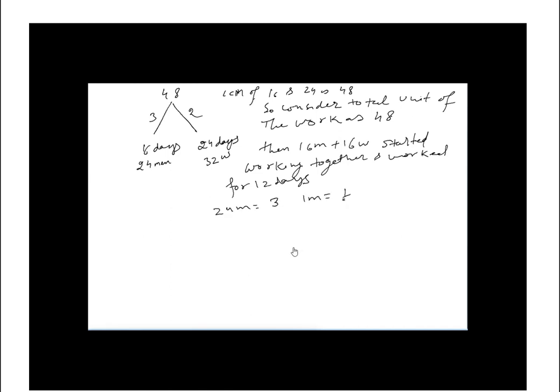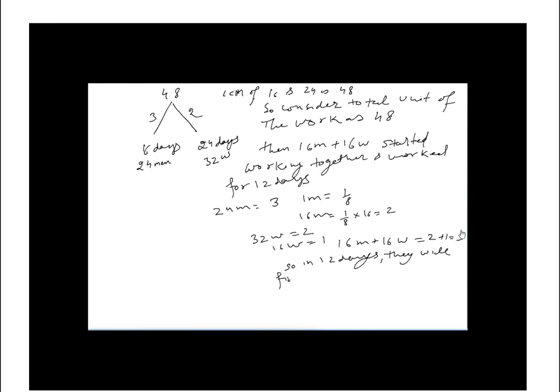So 1 man's efficiency will be 1 by 8, so 16 men's efficiency will come to 2. 32 women have 2 efficiency, so 16 women have 1 efficiency. So they will complete 3 units of work in 1 day. In 12 days they will complete 36 units of the work. So the remaining work will be 48 minus 36, 12 balance units, which has to be completed.